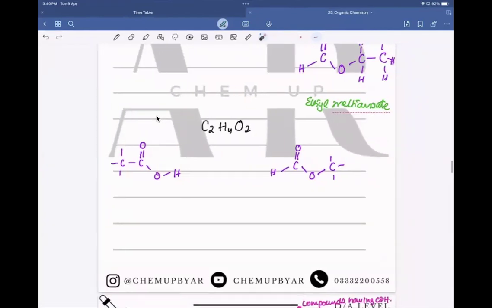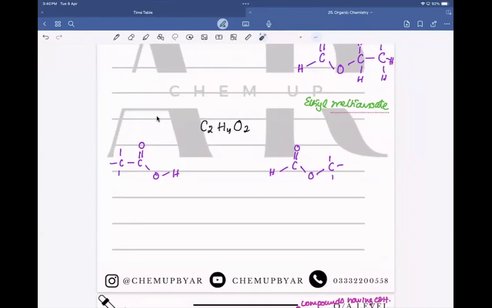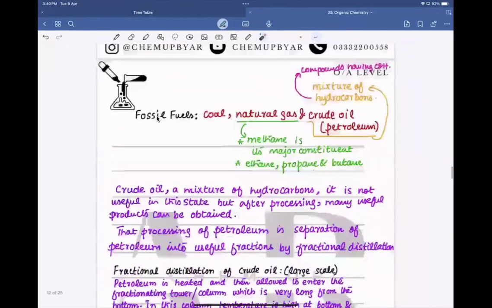so you guys need to practice these isomers and we will do it in the past paper as well. Okay, now fossil fuels. We know that there are types of fossil fuels: coal, natural gas, crude oil, and petroleum. Compounds having carbon and hydrogen. In natural gas, methane is a major constituent, but besides methane we have ethane, propane, and butane over here. And crude oil is a mixture of hydrocarbons, so it has compounds having carbon and hydrogen in it.